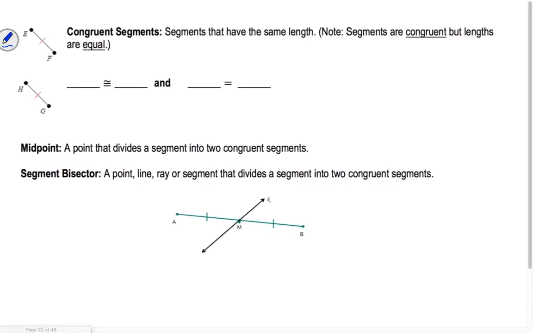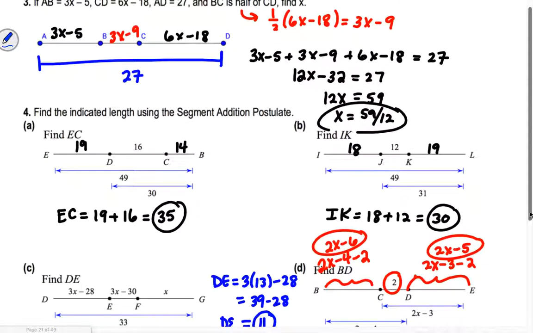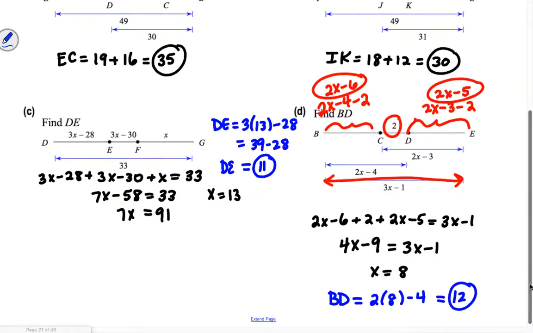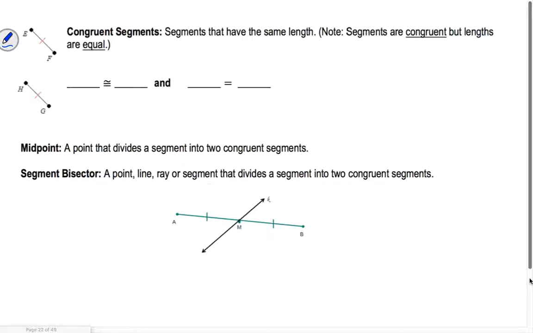All right, so congruent segments. So I'm going to flip the page. Are you guys good? Do you guys have all that? Okay. So congruent segments. Segments that have the same length are called congruent. Have you guys heard that word before? Congruent. It means they're the same length, okay? Segments are congruent, but lengths are equal to each other.